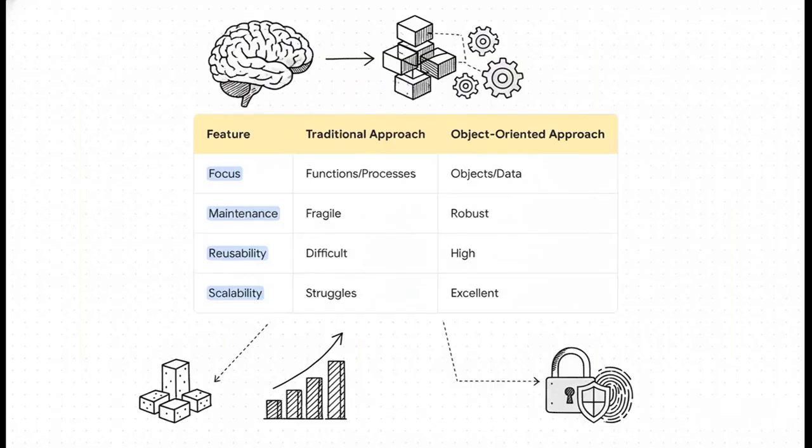This table really lays it all out. We've already talked about how the focus shifts from actions to things. But just look at the other benefits that cascade from that one change. The code becomes more robust, you can reuse pieces of it, and it's so much easier to scale up. Let's dig into a couple of the key ideas that make this all possible.